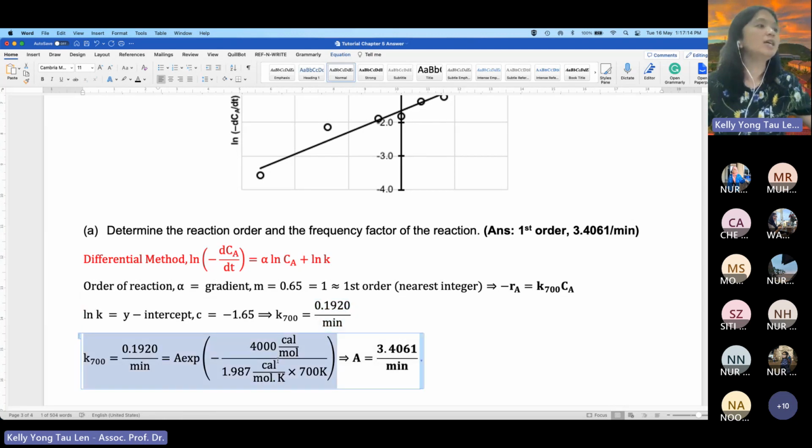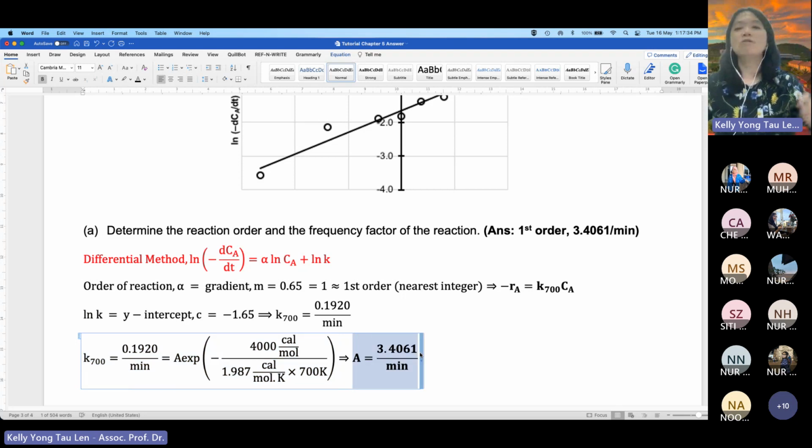Baru kamu cari kamu punya frequency factor from the Arrhenius equation. k equals A exponential minus Ea per RT. So, saya dah tahu k, saya dah tahu Ea, saya dah tahu R, saya tahu temperature saya 700 Kelvin. I can then solve to find my A, 3.4061. So, this question is a bit indirect.